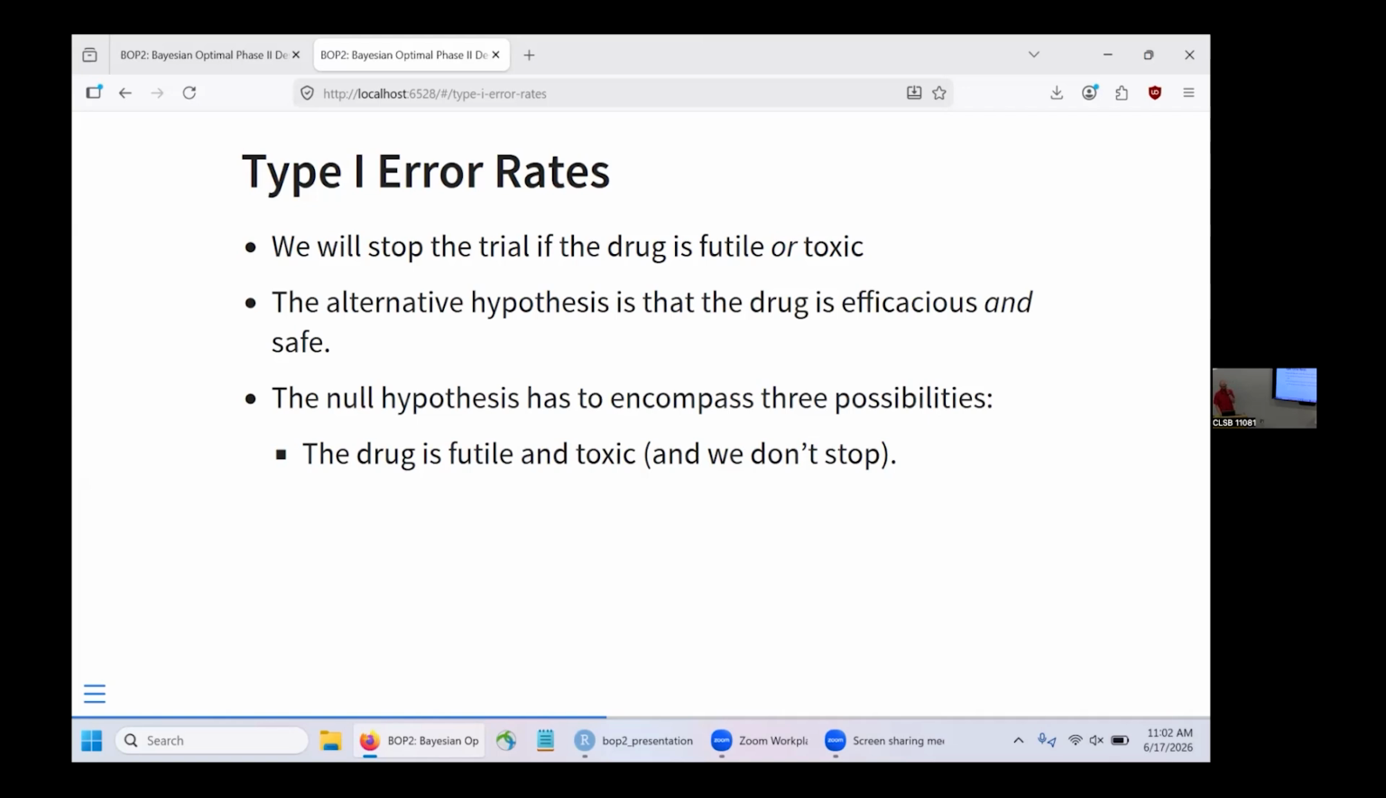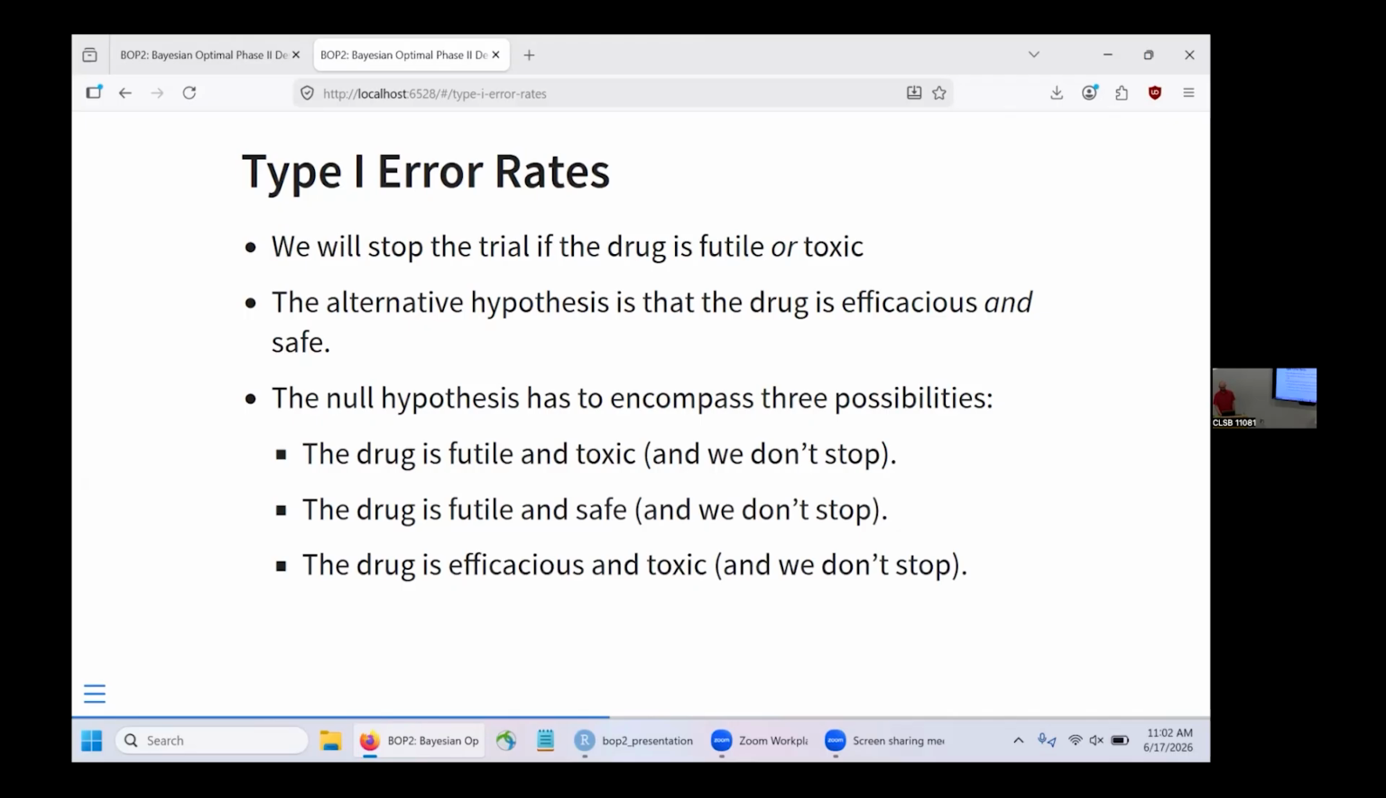I phrased this poorly. So this should really read that a type 1 error would be, there are essentially 3 ways of making a type 1 error. So the drug could be futile and toxic and we don't stop. The drug could be futile and safe and we don't stop. And the drug could be efficacious and toxic and we don't stop. So instead of null hypothesis, that should really be like type 1 error, essentially. So we have 3 different versions of a type 1 error now.